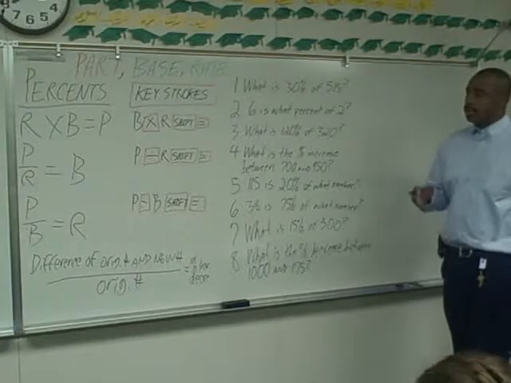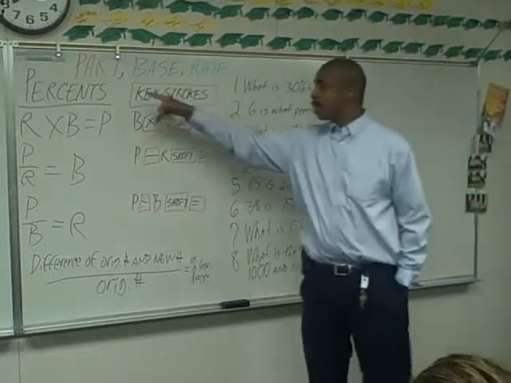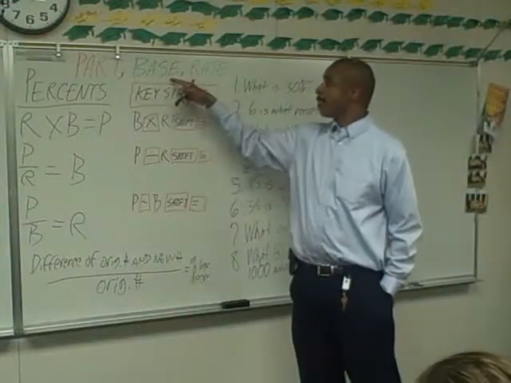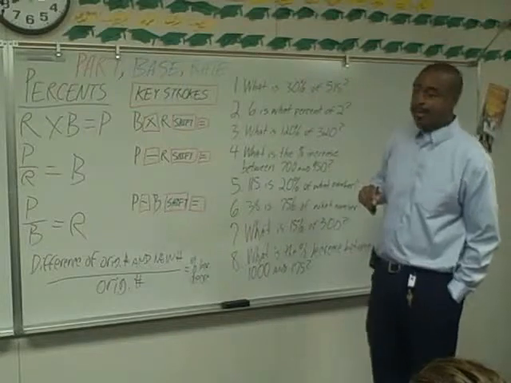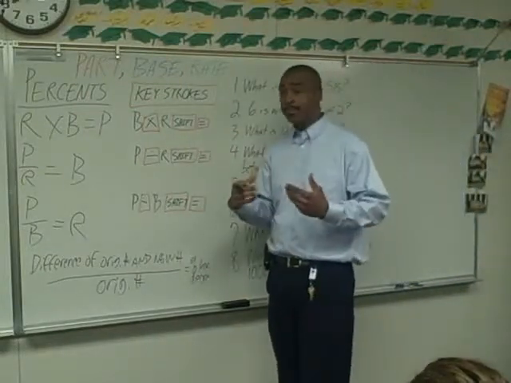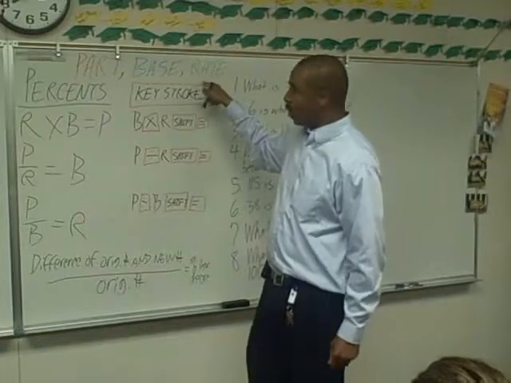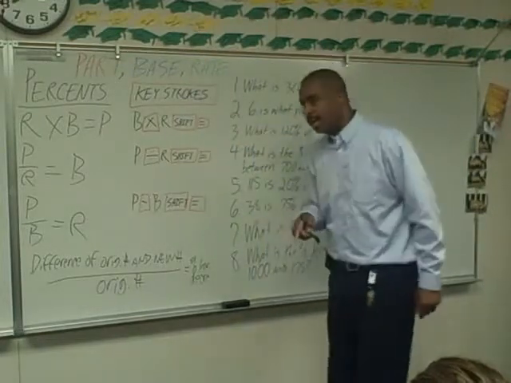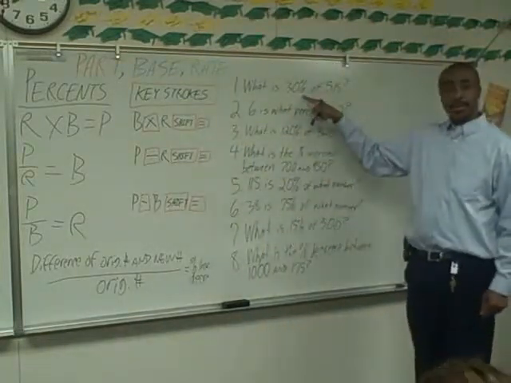So there are three pieces to a percent problem. There's the part, the base, and the rate. The base is just the whole amount, the whole number. The rate, you always know it because it has a percent sign next to it.